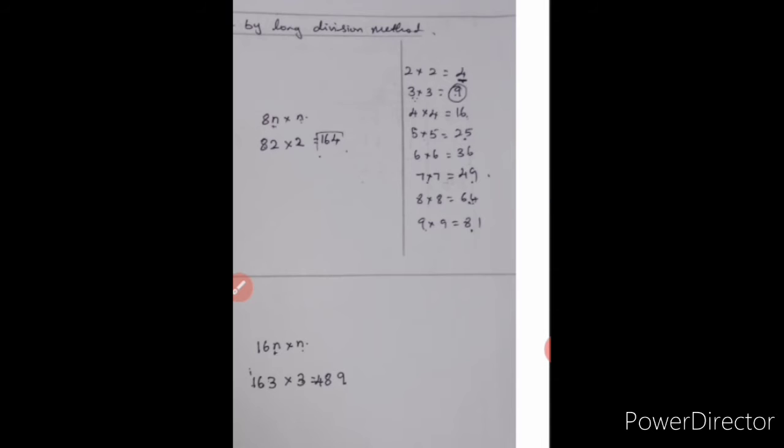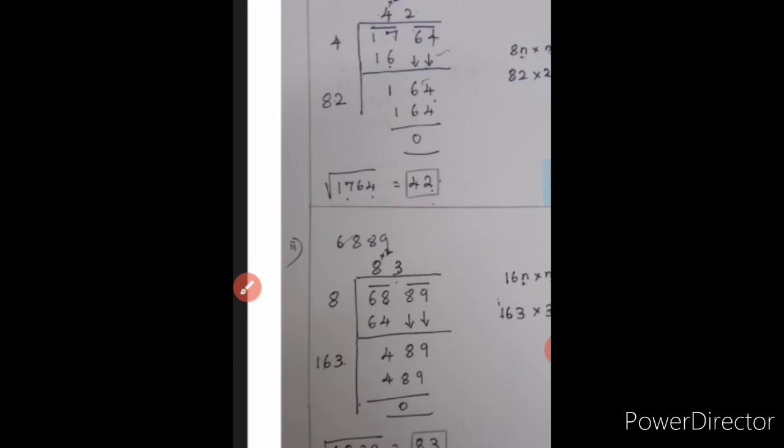If you see here, 4 into 4 is 16, which is less than 17. So you can write 16, write the 4 in the divisor and 4 on top. That is 4 into 4 is 16. Then 17 minus 16 is 1.